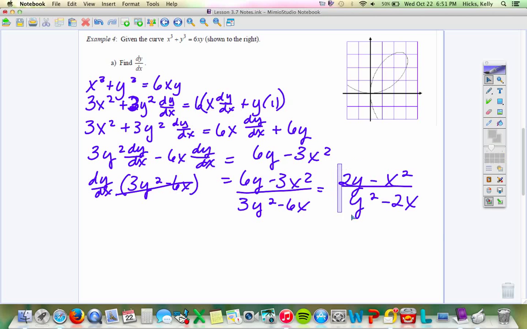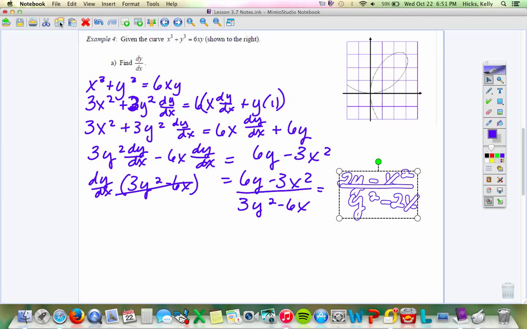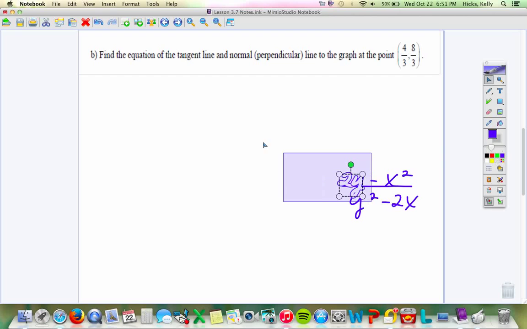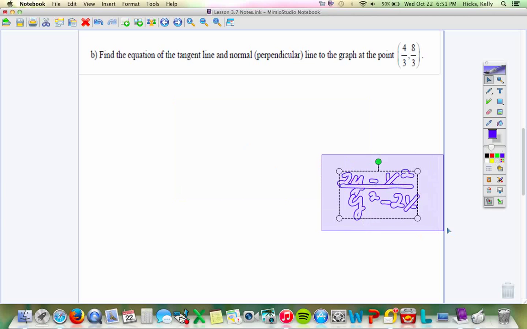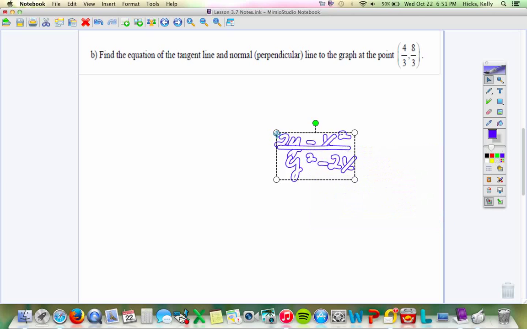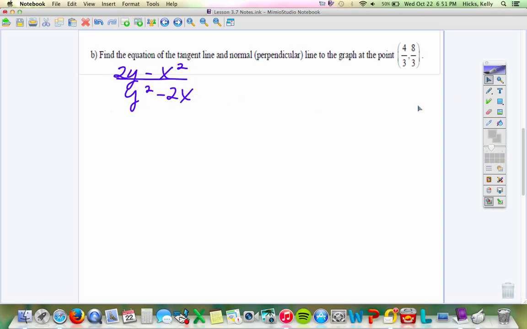Okay, I need to save that for the next part of the problem, so I'm going to try to copy it. See if I can do that. There we go. Copy. Next page, paste. There we go.